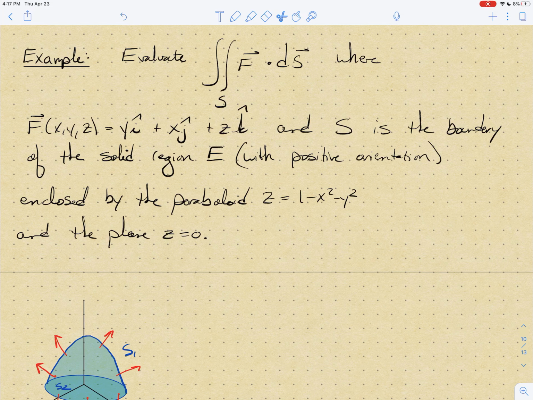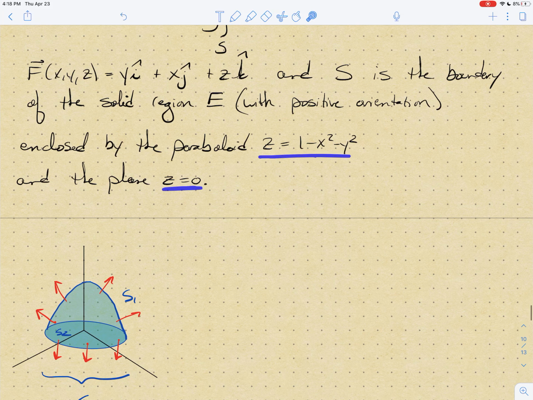So we've got our vector field f, and we want to take the surface integral of f over this particular surface. And S, for the first time in this lecture, is going to be a closed surface. So it's enclosed by this paraboloid and then the xy plane. I've drawn a picture for you here.